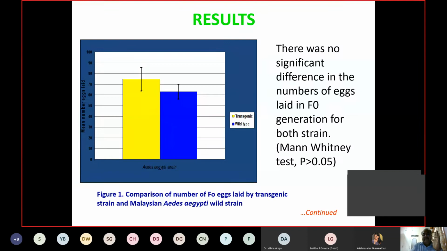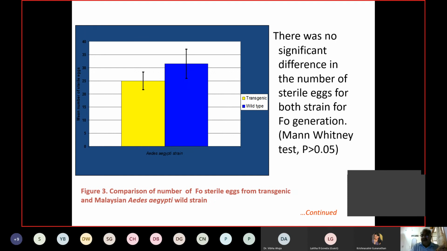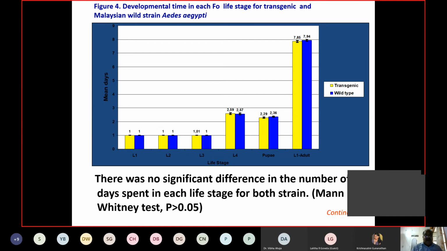So the result is something like this. We see that both the transgenic and the non-transgenic mosquitoes lay more or less a similar number of eggs, mostly around 100. So it has to be comparable. The number of hatched larvae also should not differ statistically. Similarly, the embryonated eggs should also be more or less the same in both populations. And the time taken from L1 to L4, the pupa, and the emergence of the adults should not differ between the two.